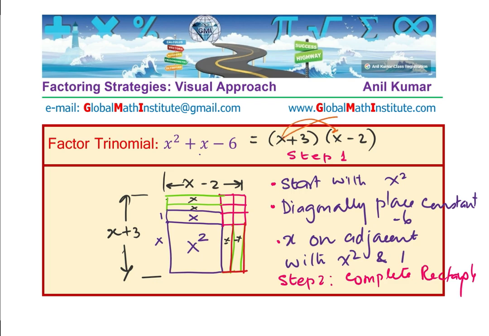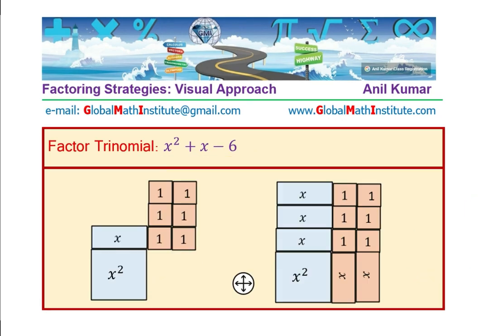x squared minus 2x plus 3x. So plus 3x minus 2x is x, and 3 times minus 2 is minus 6. So we get exactly the required expression. Perfect. Now here is a better drawing for you to understand and appreciate.